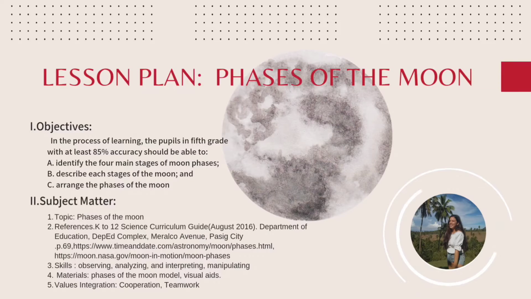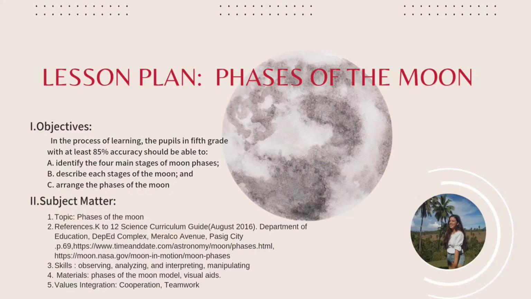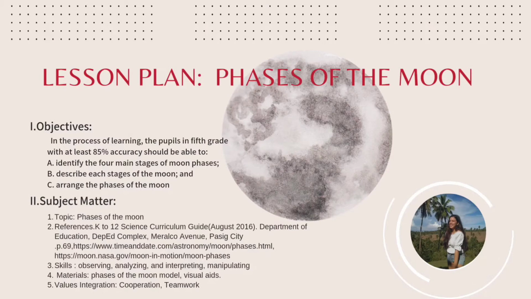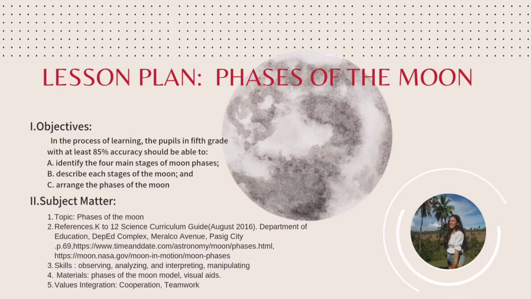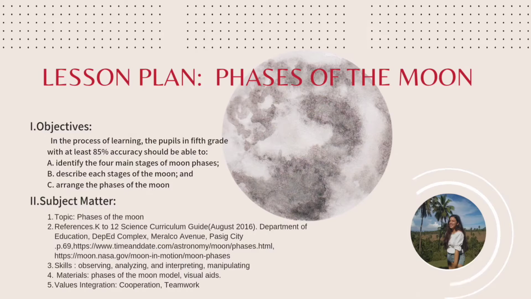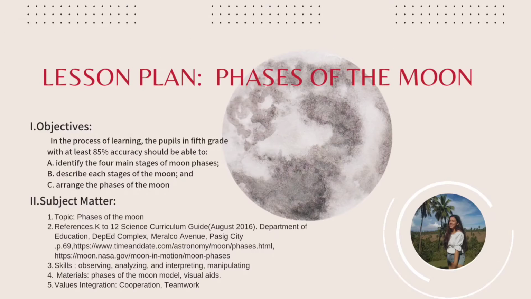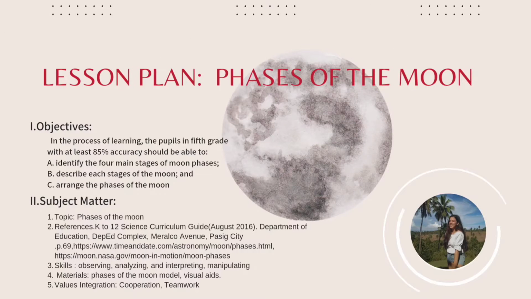We are using the SAFE model lesson plan. We are choosing the topic phases of the moon. For the first part of the lesson plan, the objectives are the following expected results from the pupils with at least 85% accuracy. First is to identify the 4 main stages of moon phases. Next is to describe each stage of the moon, and lastly, arrange the phases of the moon.